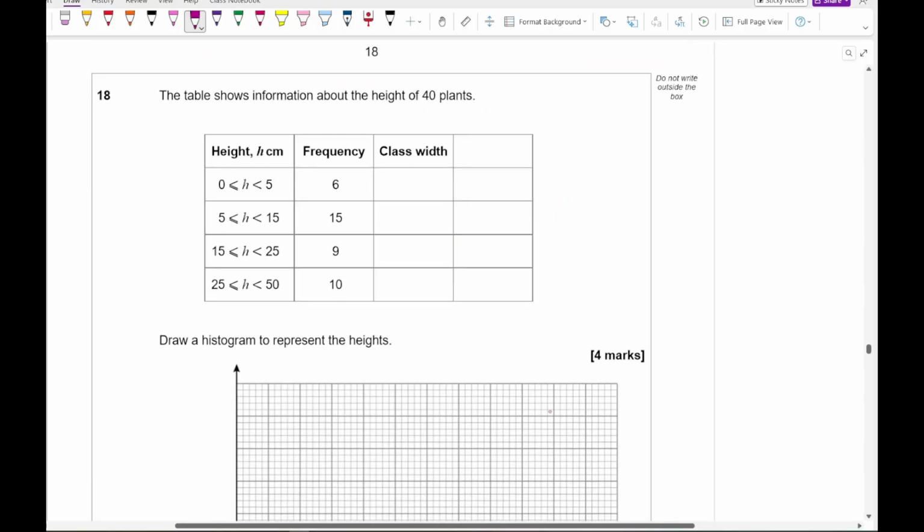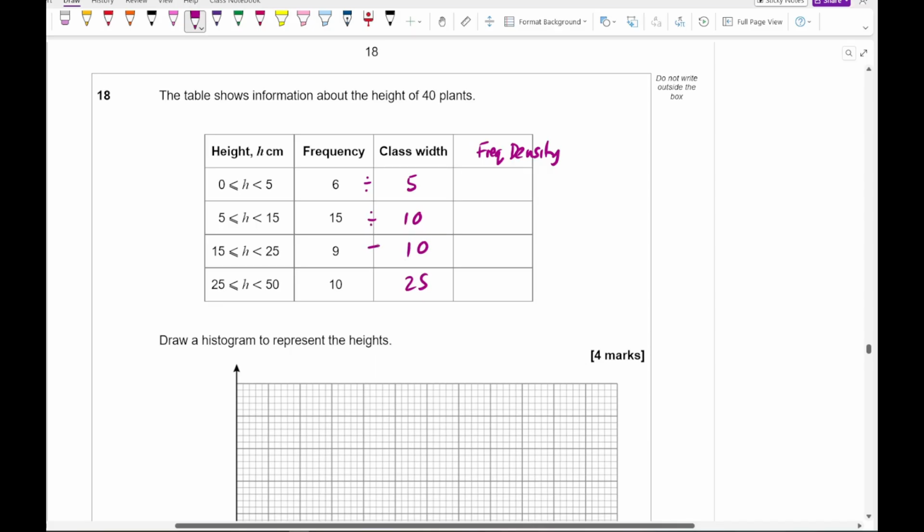Then moving on to question 18, it says the table shows information about the height of 40 plants, and the question is asking us to draw a histogram to represent the heights. So for this, what we need to do is calculate the frequency density, and how we do that is the frequency divided by the class width. Now the class width is the upper bound, take away the lower bound. So for the first one it's 5, then it's 10, then it's 10, and then it's 25.